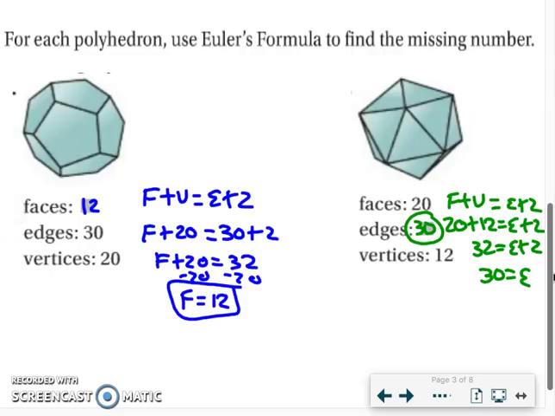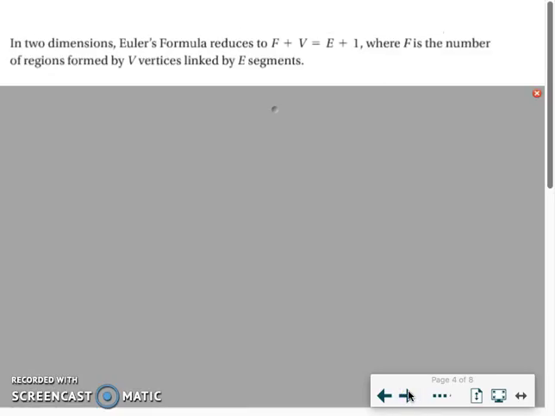Okay. So Euler's formula is F plus V equals E plus 2. That's if the shape is all put together. What we're going to talk about next is what if they are split up. So that's where we'll resume right here. If we have a net instead of a put together polyhedron.